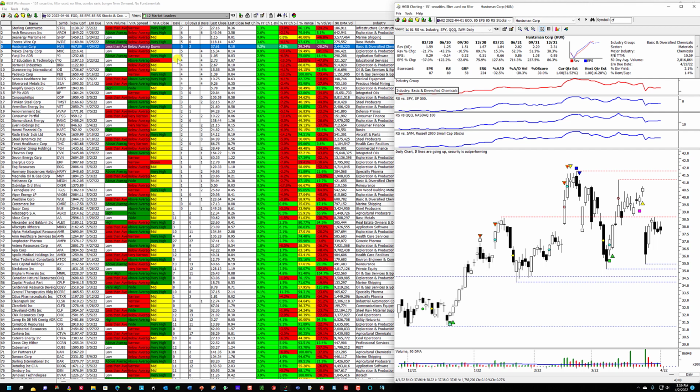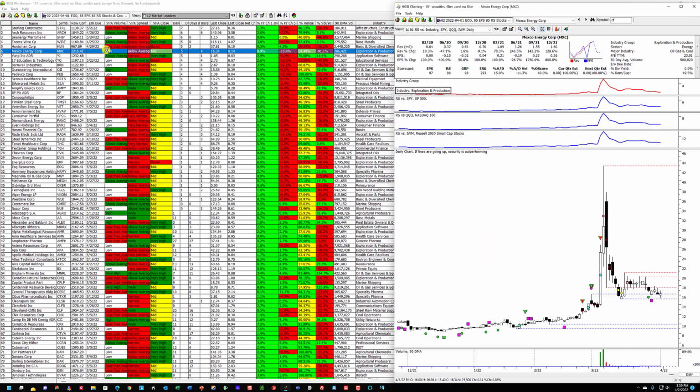Huntsman Corporation, too loose, too gappy, which means too much risk. Now you may ask why this one has such a high RS, because it takes the last quarter into account at 40%, and the rest of the quarters are judged at 20. So you're going to get stocks like this. It actually makes sense, but you look at it visually and you say, why?